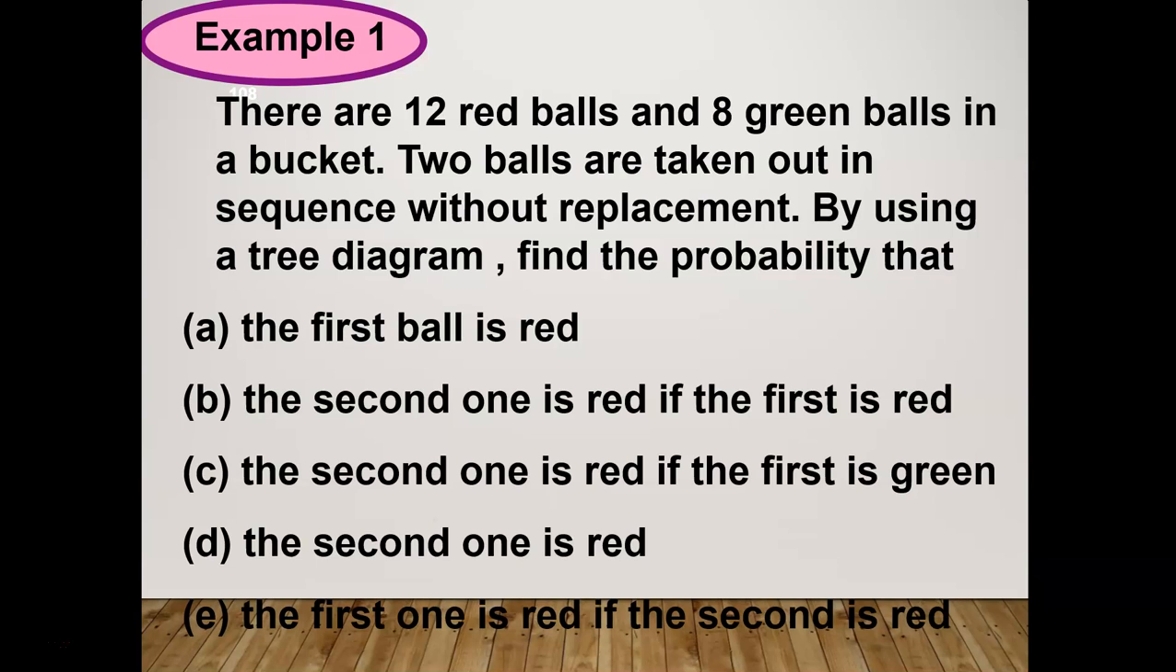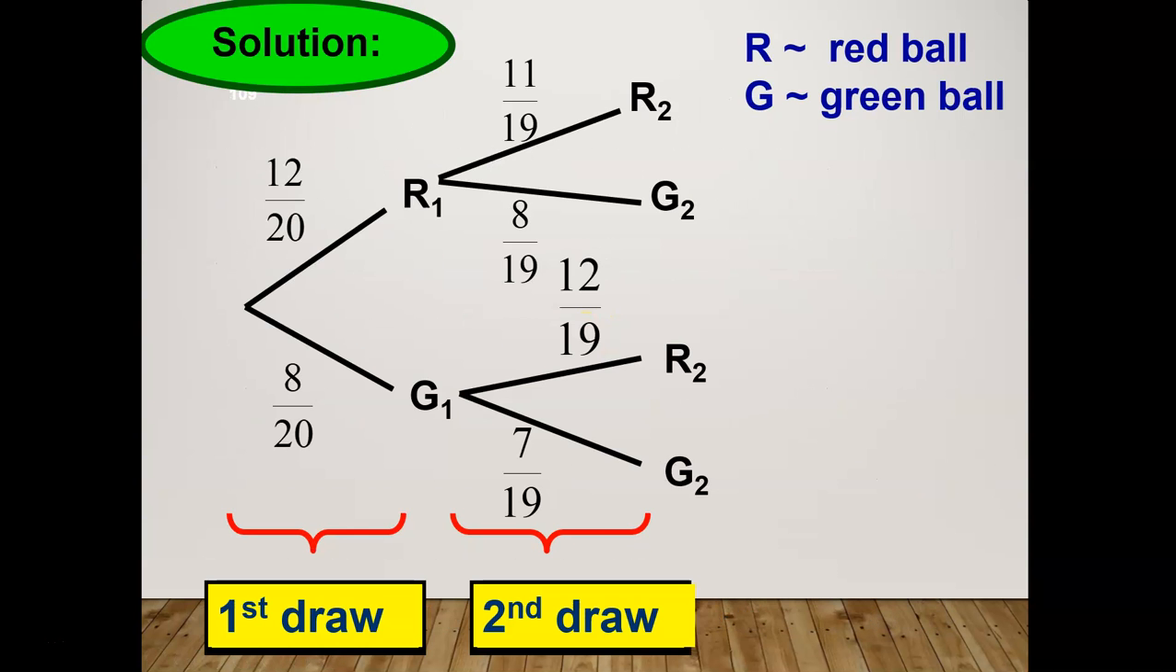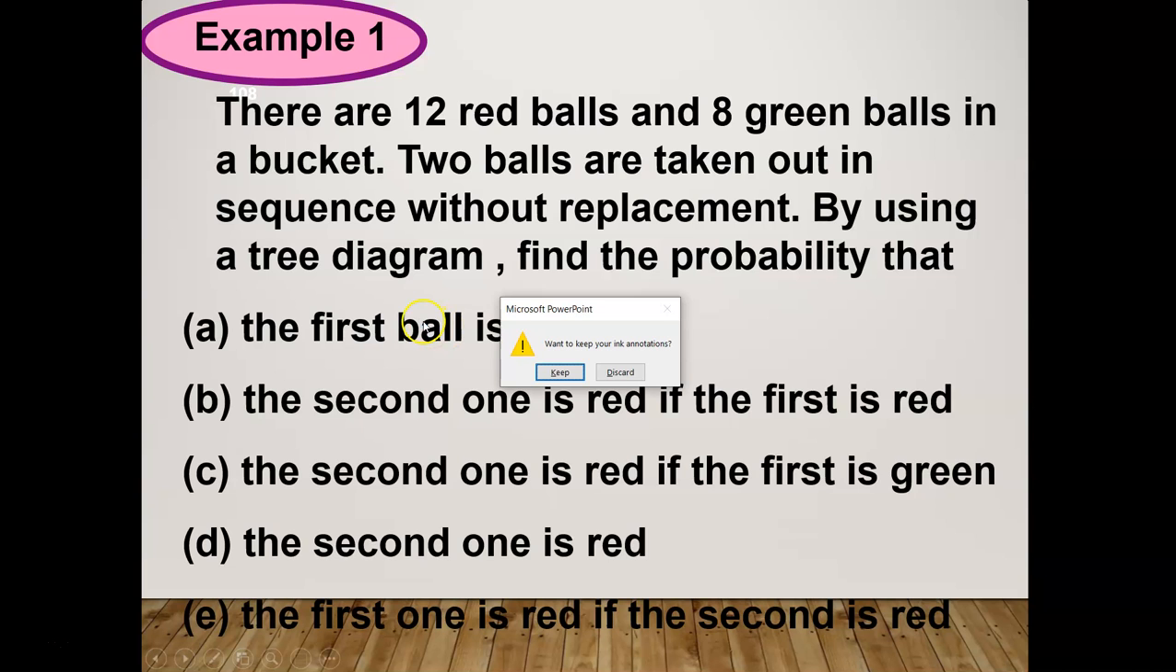There are 12 red balls and 8 green balls in a bucket. 2 balls are taken out in sequence without replacement. By using a tree diagram, find the probability that the first ball is red. How can we get this tree diagram? I'll show you one by one.